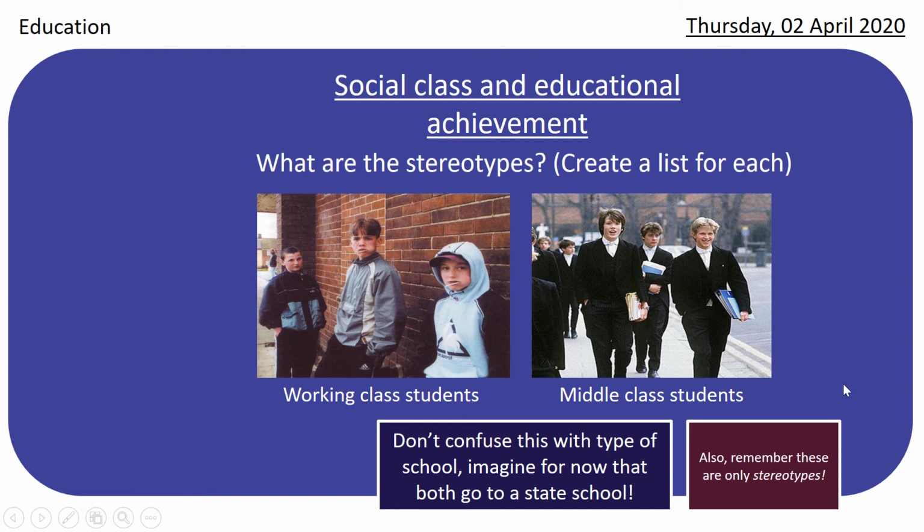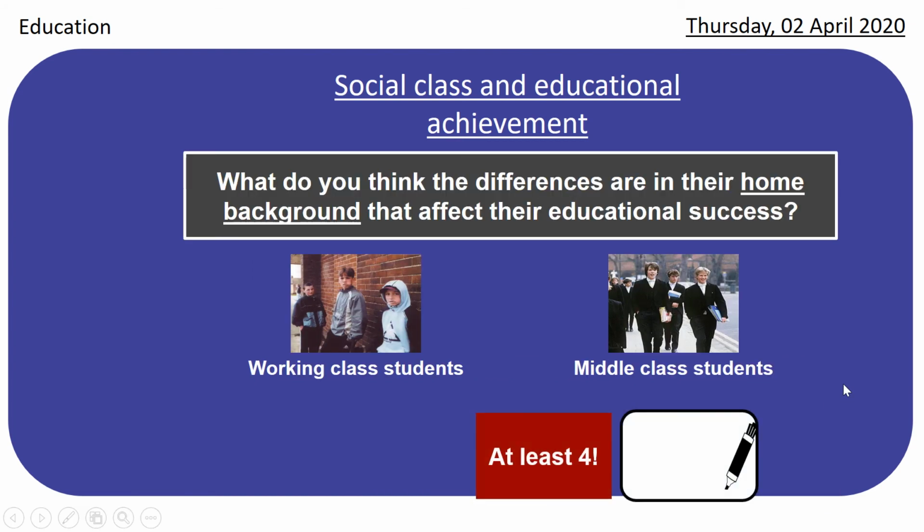Okay, well, I'm sure you came up with some stereotypes, but maybe some of those stereotypes actually have some truth in them. Let's see what the research says in a minute. But I want you to first think about their home background. What is it when these students go home that might make a difference to how well they succeed in their exams and assessments? Can you come up with at least 4 differences in their home lives that might affect their exams? Try and write as many as you can when you pause the video.